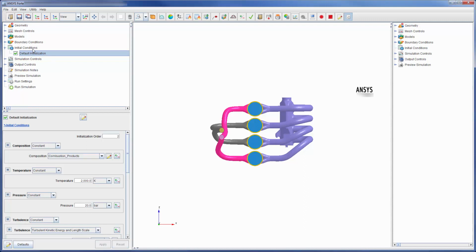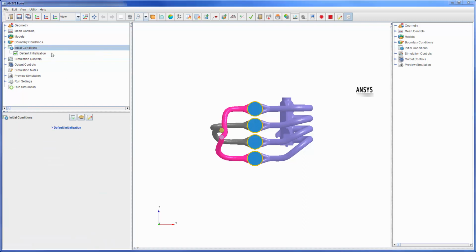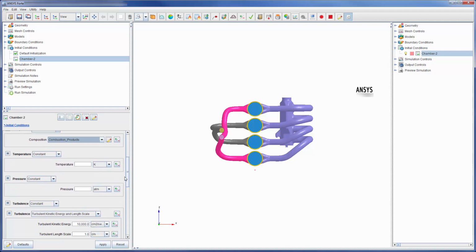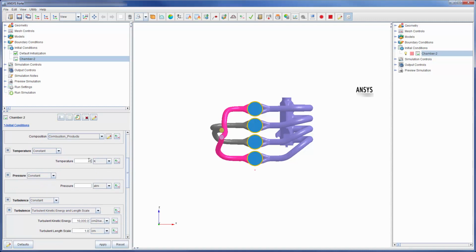Cylinder 2 is at the bottom dead center during the initial crank angle, about to begin the exhaust stroke. I will use the cylinder 2 reference frame to locate the cylinder 2 initialization condition. Again, the flow is assumed to consist of complete combustion products, but the temperature and pressure are considered to be lower than those seen in cylinder 1.